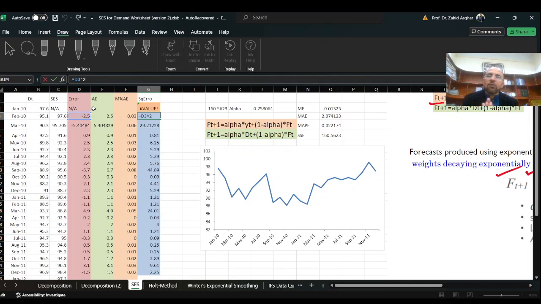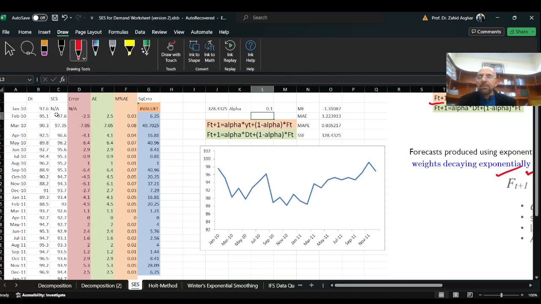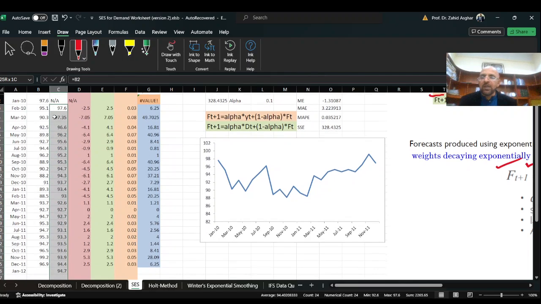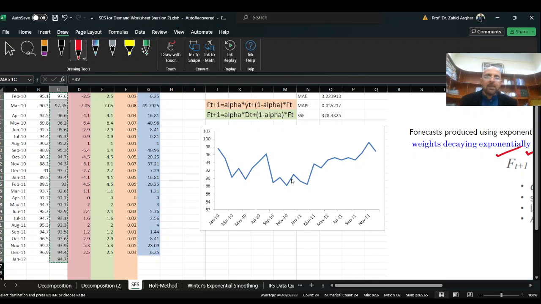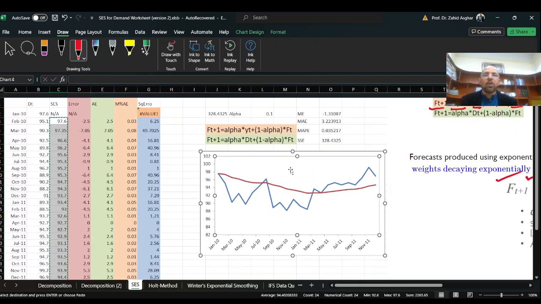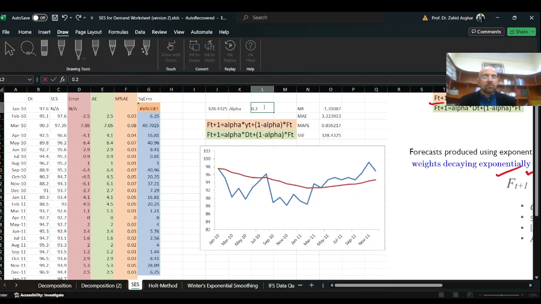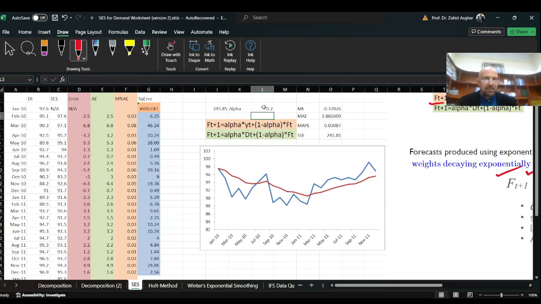So now it's up to you whether you want to minimize mean absolute error, mean absolute percentage error, or squared errors, and what value of alpha should be selected so that it gives you the optimal value: minimum mean square error, minimum mean percentage error, or minimum absolute error. If I write alpha as 0.1, my line will look like this. This is the smooth. Now if I change this to 0.2, my smoothing line is changing.